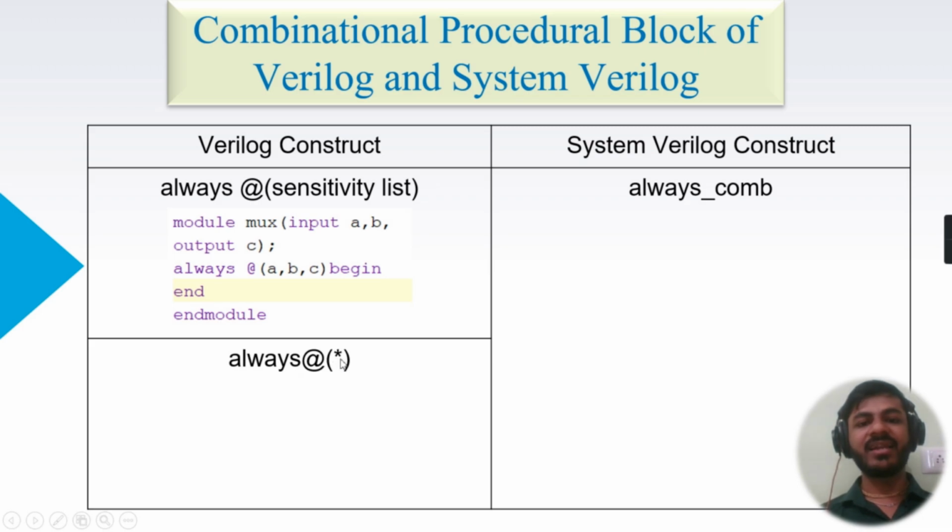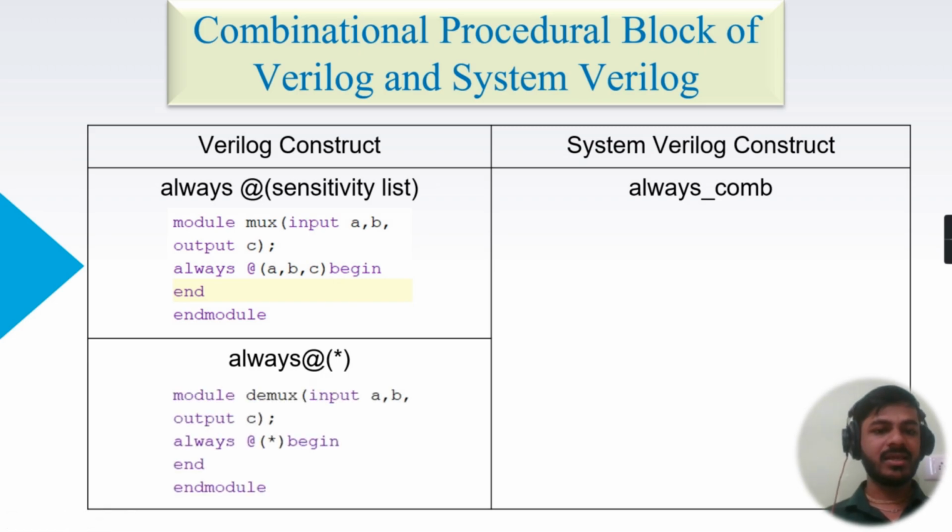Here star is the wildcard operator. This wildcard operator automatically takes all the sensitivity list. So while implementing a design by using always @ star, we don't need to give the sensitivity list. Below that you can see the syntax always @ star, begin, end, and endmodule. The main difference between always @ and always @ star is the sensitivity list. In always @, we have to mention the sensitivity list. In always @ star, we don't need to worry about the sensitivity list.